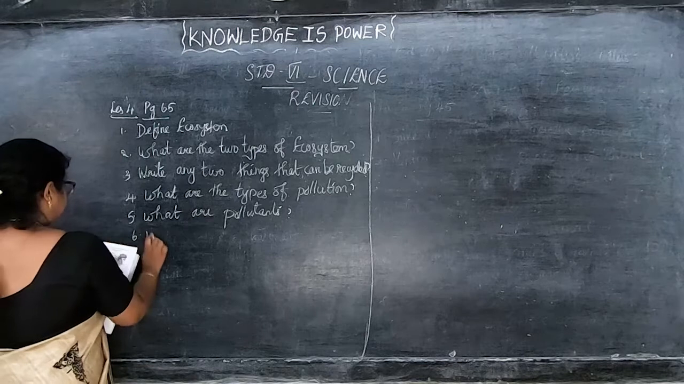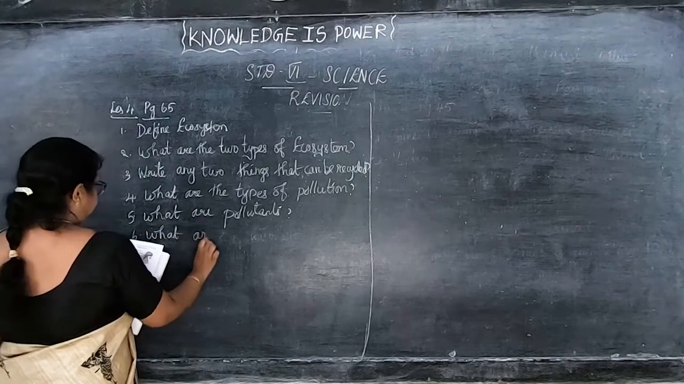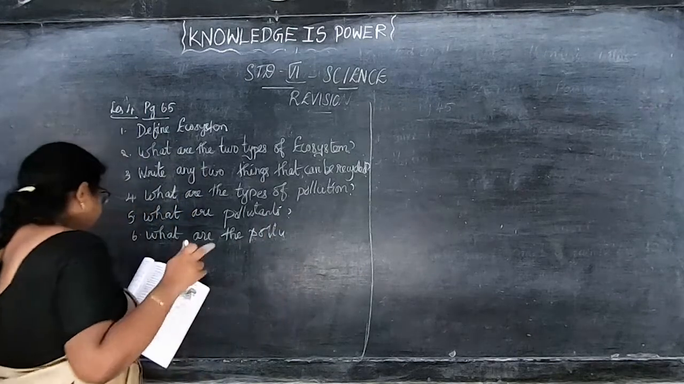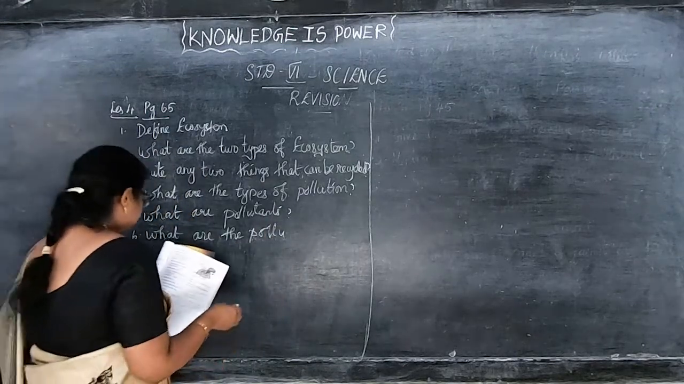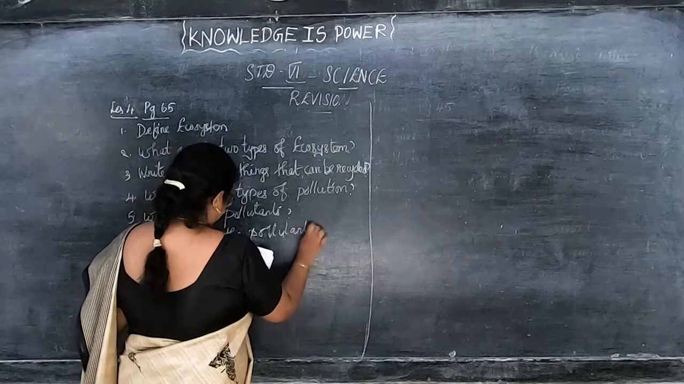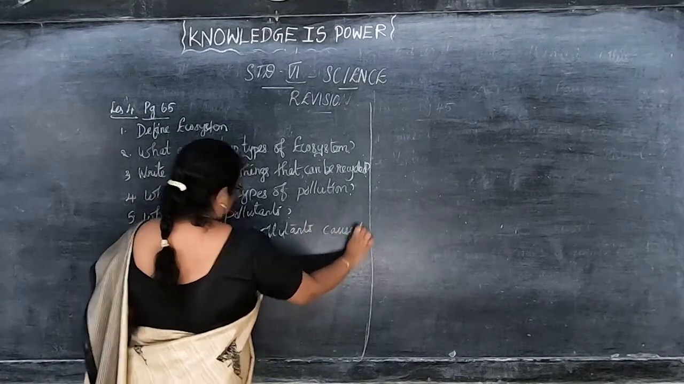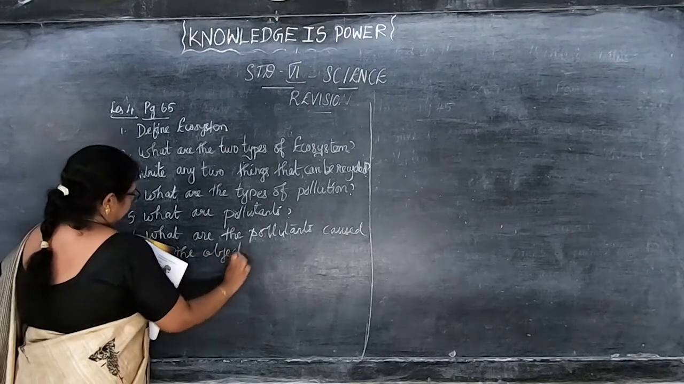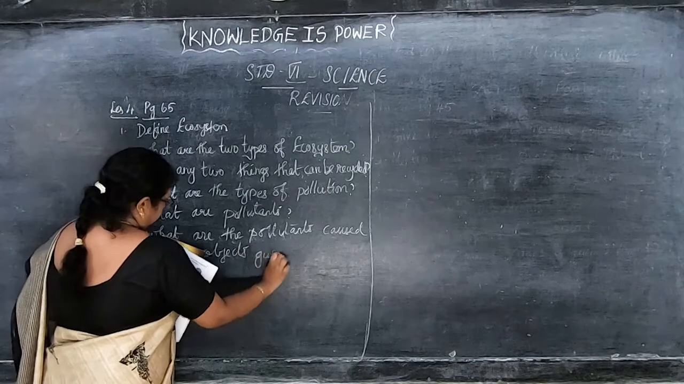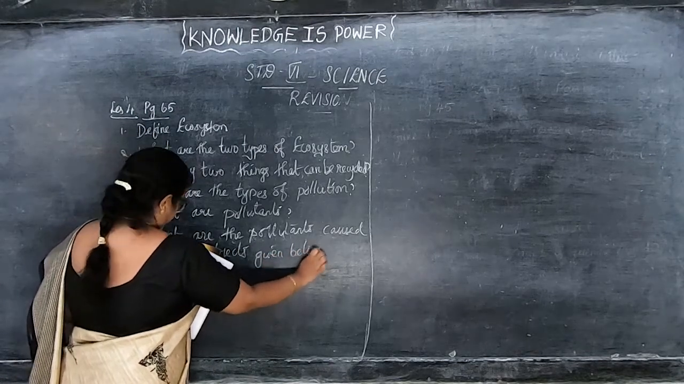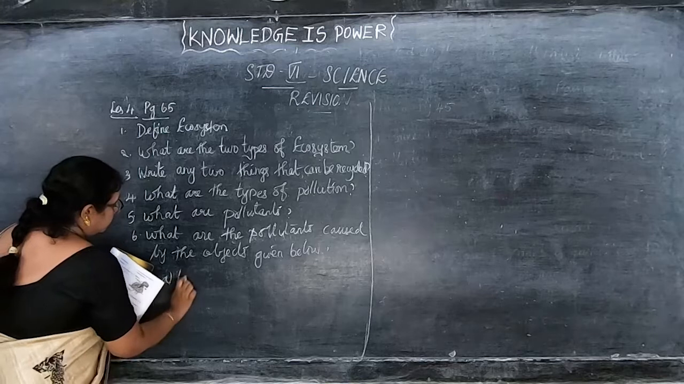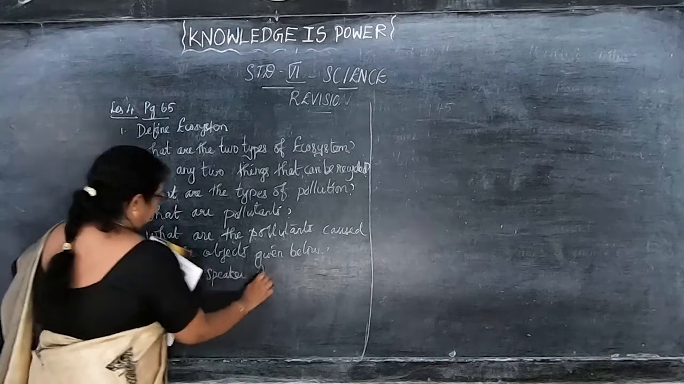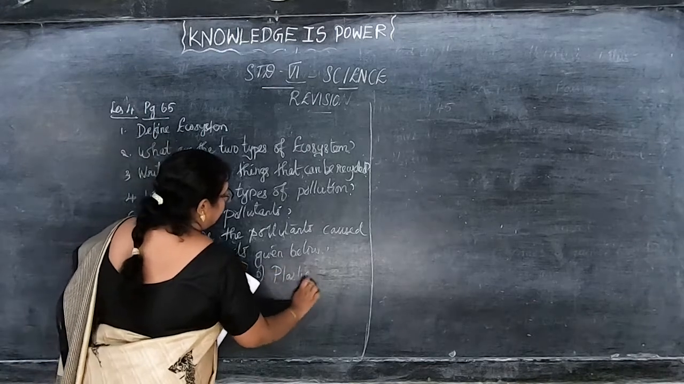Now what is the seventh question? The fifth one we have omitted, right children? So now we are reading the question here. What are the pollutants caused by the objects given below? They have given loudspeaker. So loudspeaker is noise pollution, right? And for B, plastic. The plastic answer is land pollution.